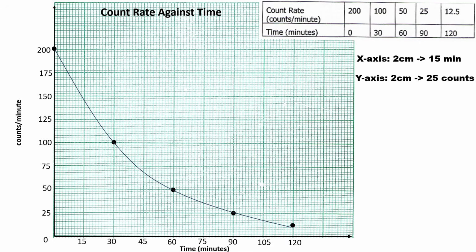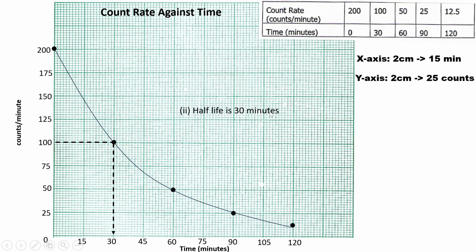From the graph, determine the half-life, 2 marks. So from that graph which you have plotted here, how do you determine the half-life? You get the full count rate, you half it. Half of the full count rate given here is 100. So you come to 100, you draw a line. Where the line touches the curve, you draw a line down. Where it points, that's where the half-life is. So you can say now that the half-life is 30 minutes.